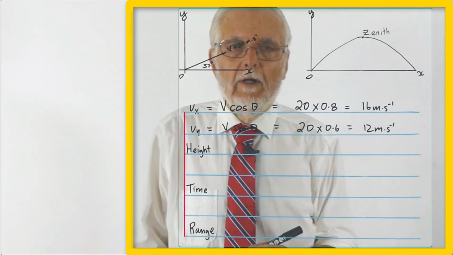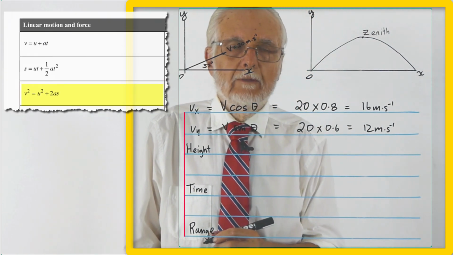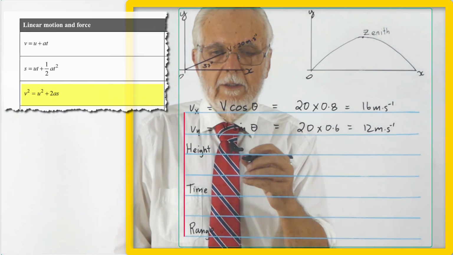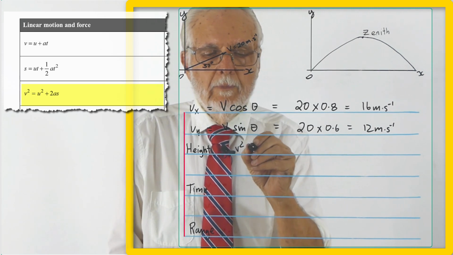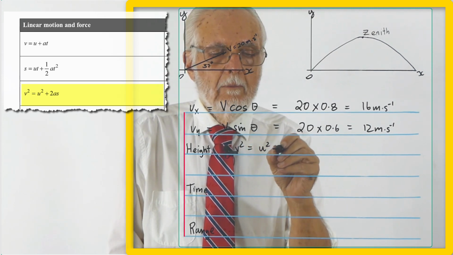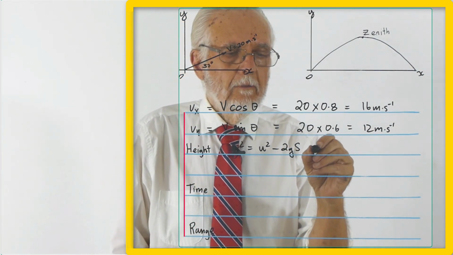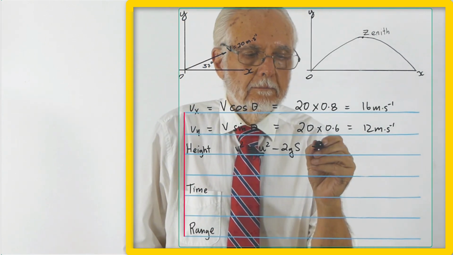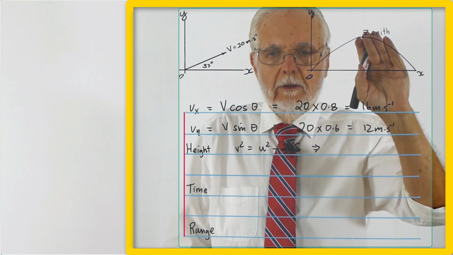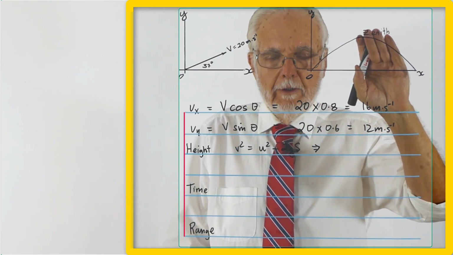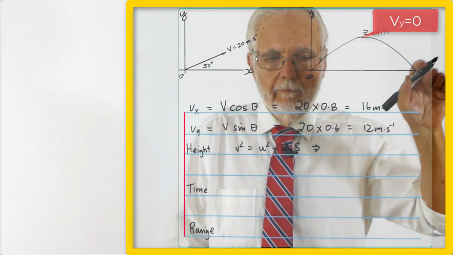We can find the height by making use of the equation v squared is equal to u squared plus 2as, but since we're using gravity, that will become v squared is equal to u squared minus 2gs. So we make use of the fact that during the trajectory, the projectile will be stationary momentarily at the top, so the vertical velocity will be 0 before it comes down again.